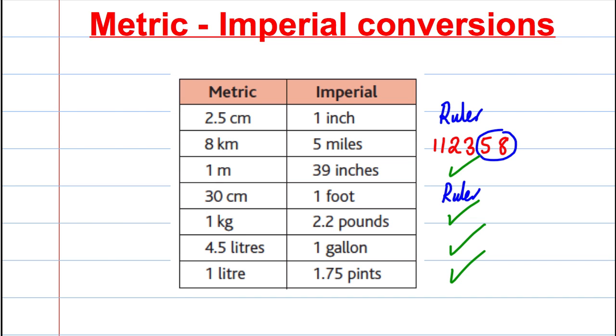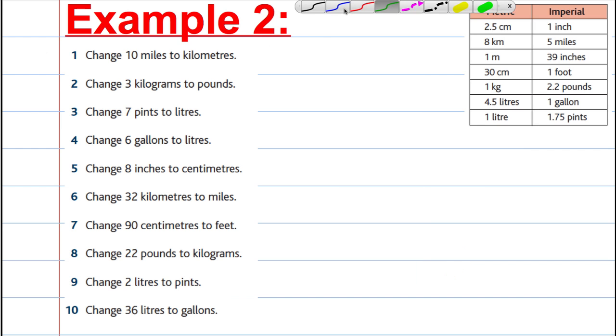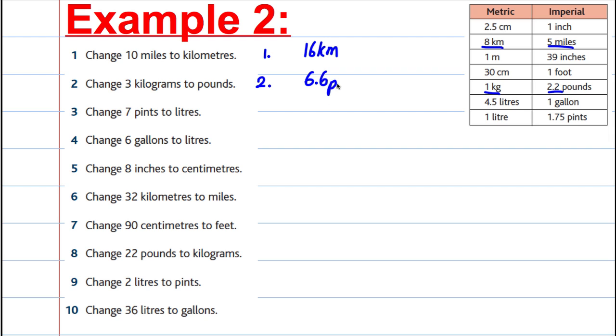And some standard questions come up. So let's just run through these as quickly as possible. Change 10 miles to kilometres. So what I'm going to do for this, I know that 5 miles is 8 kilometres, so therefore 10 miles must be 16 kilometres, doubling it. Okay, question 2. Change 3 kilograms to pounds. You should know 1 kilogram is 2.2 pounds, so I do 3 multiplied by 2.2, which would be equal to 6.6 pounds. Easy so far.